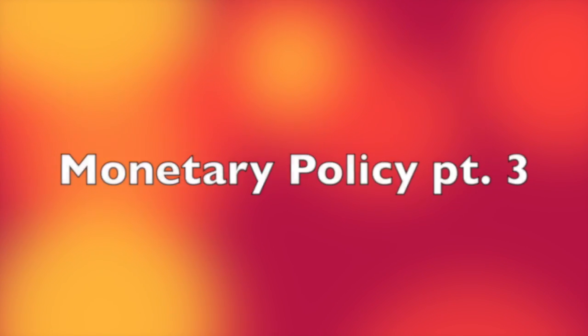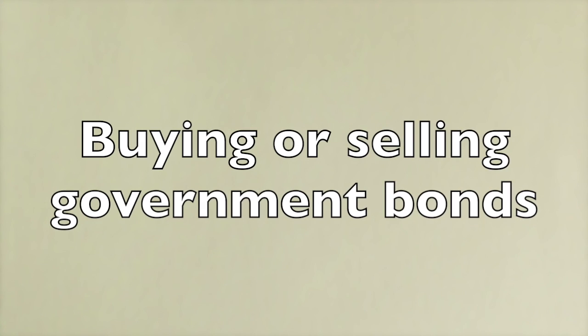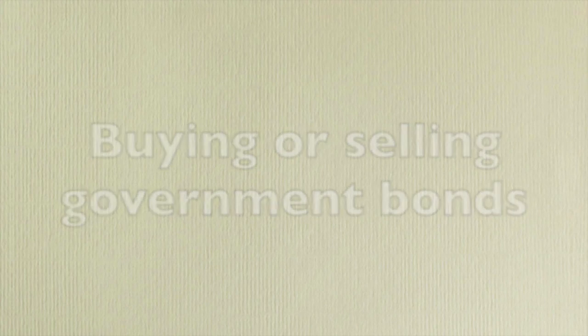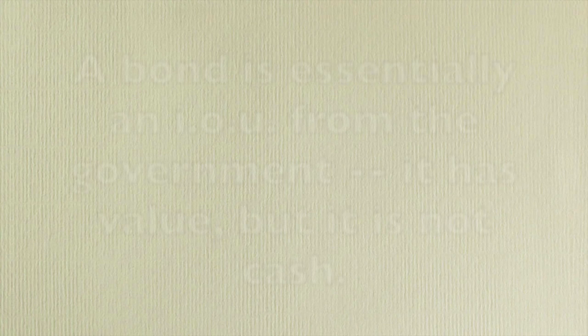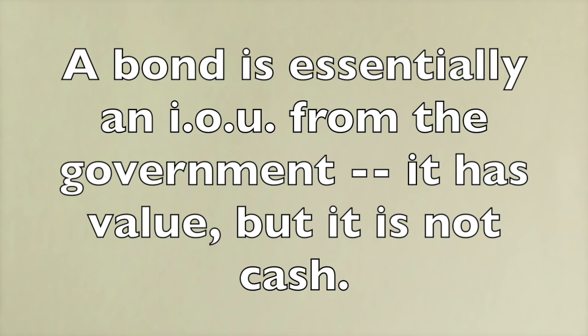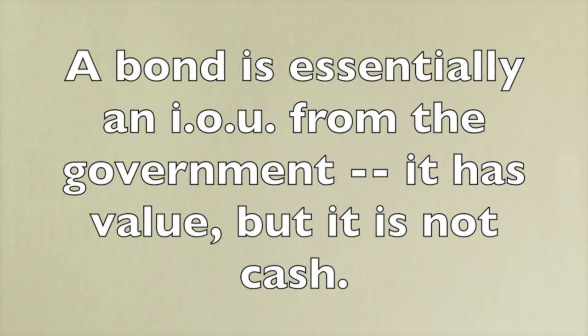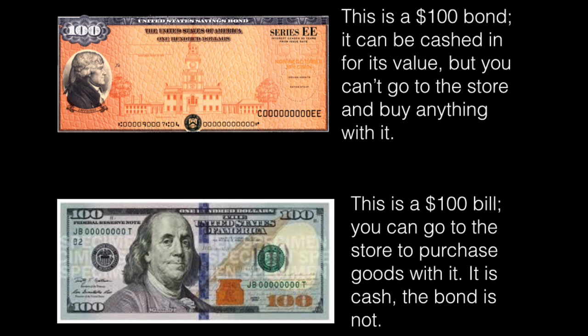Another way that the Federal Reserve can do monetary policy is by buying or selling government bonds. A bond is how the federal government, or any government really, borrows money. We're going to talk about these more in a little bit, so we'll get much more into detail about what bonds actually are. But what's important here is what bonds are not. Bonds are not cash.